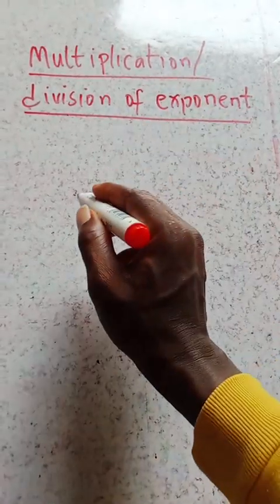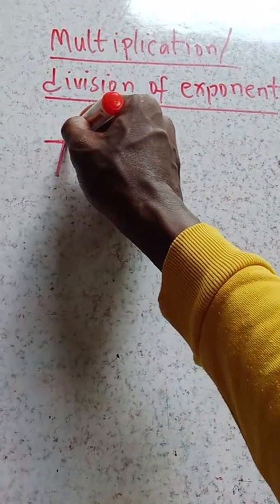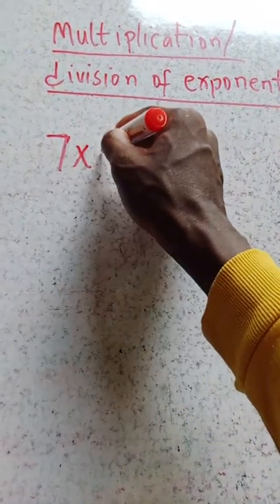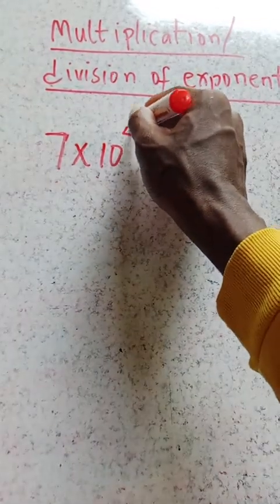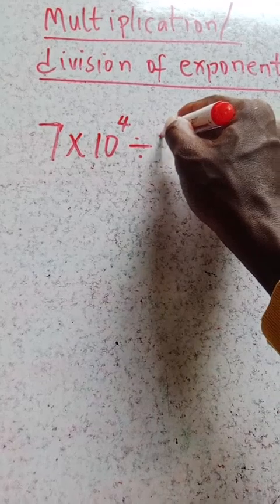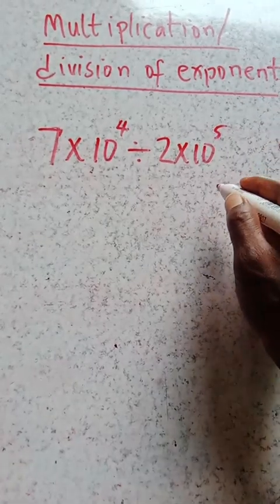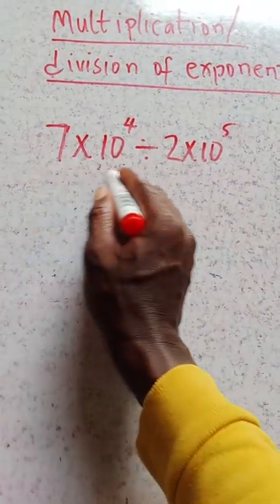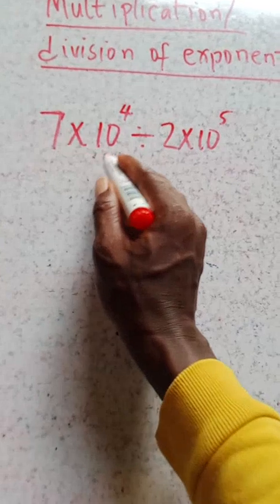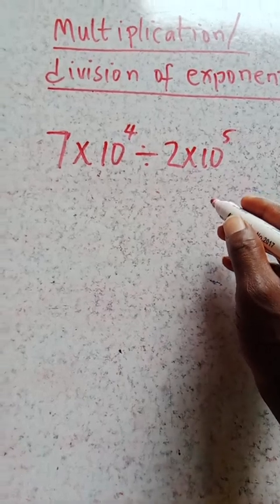What about this division problem? Let's say you have 7 times 10 raised to the power 4, dividing 2 times 10 to the power 5, for instance. So if you have this standard form dividing, how do you do that? All right, I'll make it simple.